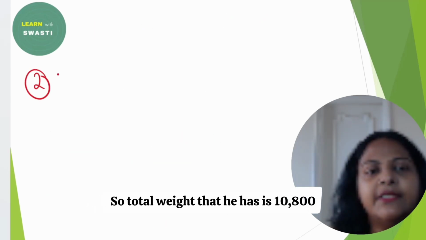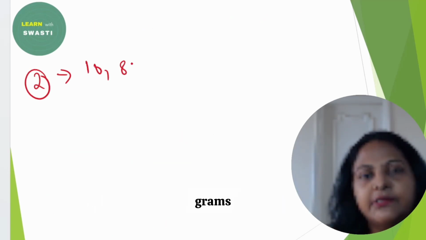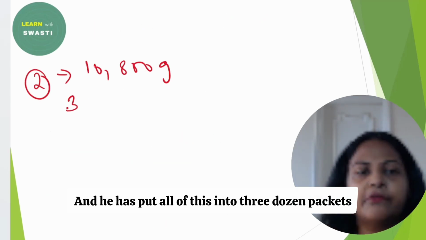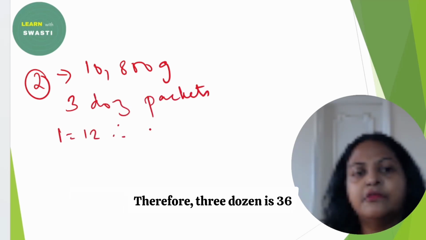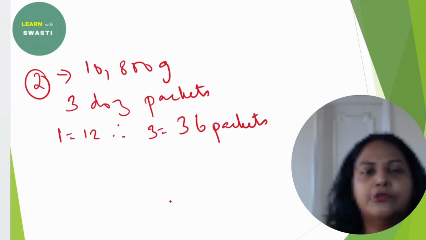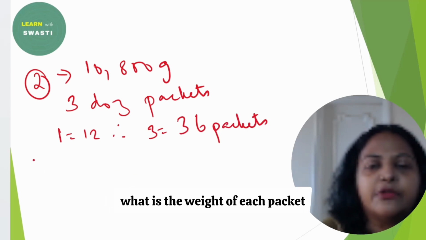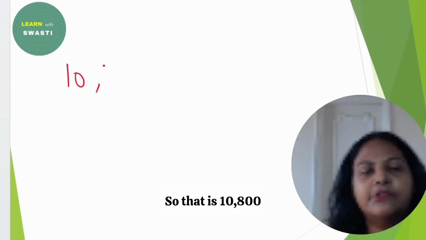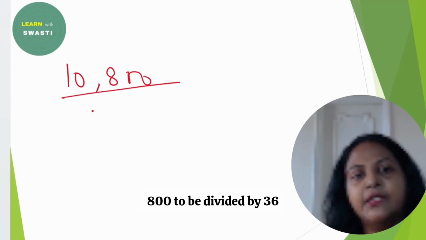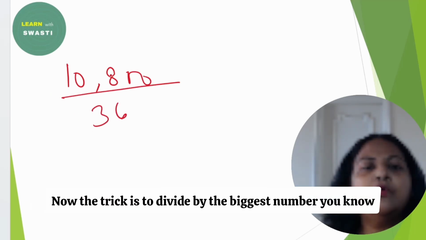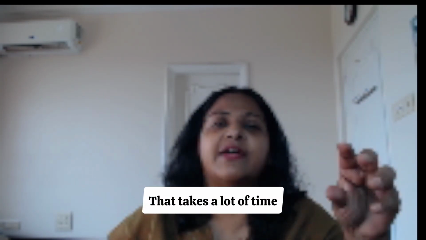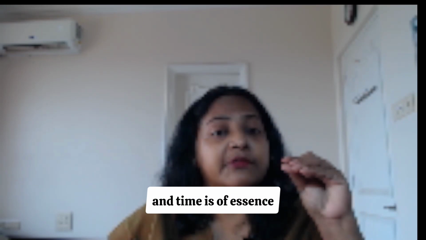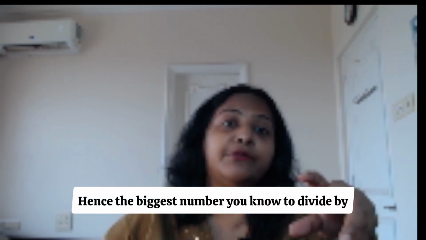So the total weight that he has is 10,800 grams and he has put all of this into 3 dozen packets. So 1 dozen is 12, therefore 3 dozen is 36. So the question which is asked is what is the weight of each packet? So that is 10,800 to be divided by 36. Now the trick is to divide by the biggest number you know. I've seen students start dividing by 2, then they divide by another 2. That takes a lot of time. This is a competitive exam and time is of essence. Hence, use the biggest number you know to divide by.